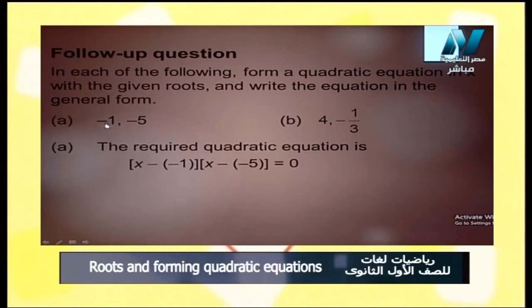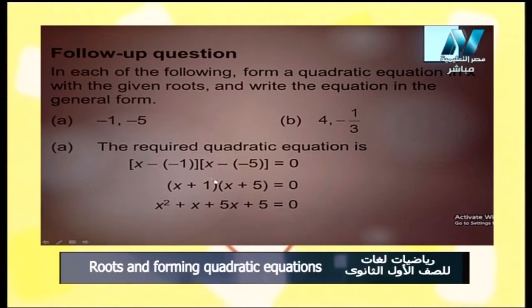The required quadratic equation is: we will put x minus the first root, which is negative 1, multiplied by x minus negative 5 equals 0. And we would like to simplify it more. So negative multiplied by negative 1 equals positive 1, and negative multiplied by negative 5 equals positive 5. So we have the two brackets, x plus 1 multiplied by x plus 5 equals 0.